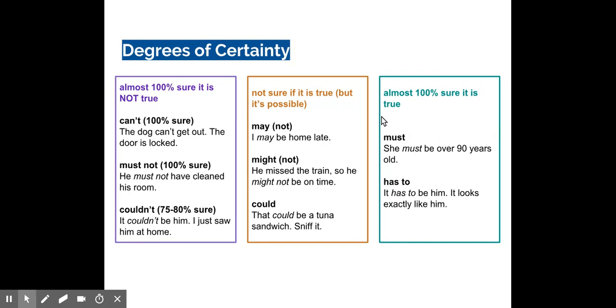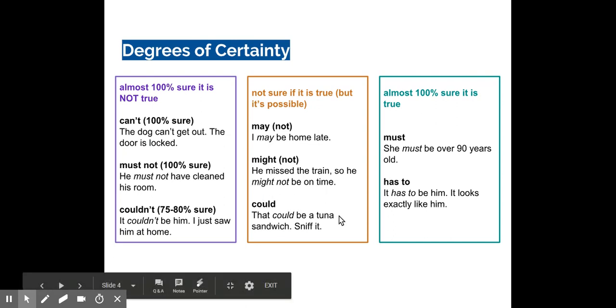Tone is really important when we do these, right? She must be over 90 years old. Our tone goes from top to low or stays the same, must be. Whereas these are going to move up when we say them. I might be home late, right? It could be a tuna sandwich, right? So our tone has a lot to do with how we understand these modals, right?